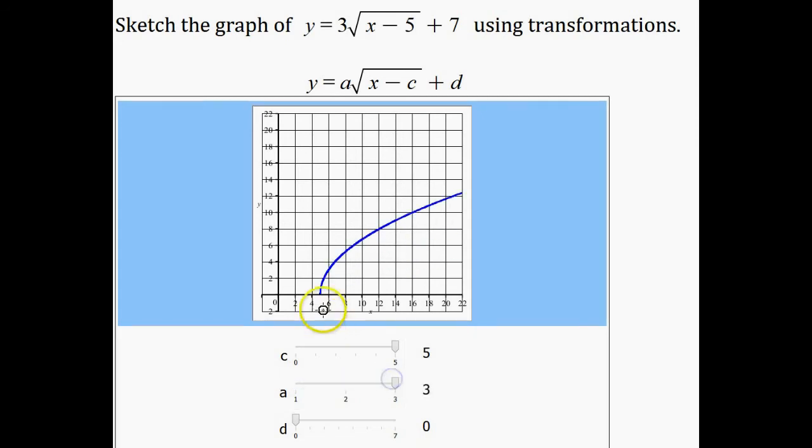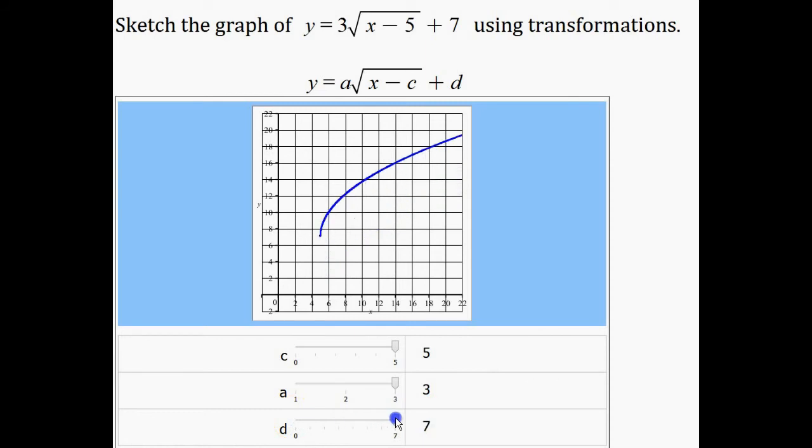So in particular, at the point (5, 0), that point stays fixed, and the rest of them are being stretched and pulled away. And then lastly, as d is changing from 0 to 7, our graph is just moving up 7 units. So in this case, the domain of this graph is from -5 (or +5) to infinity. The range, the lowest y value is 7.